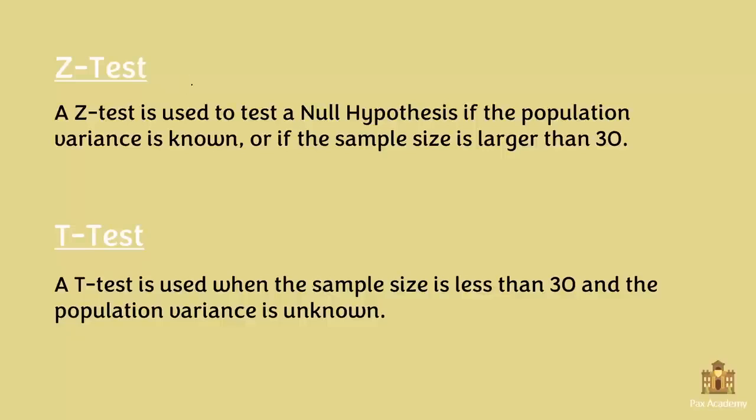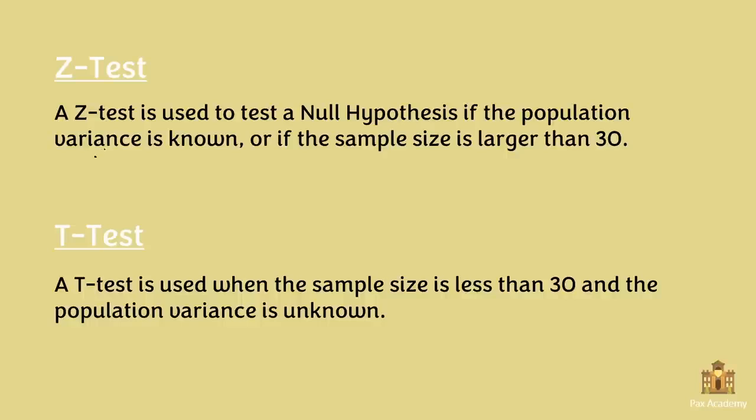Let's look at the z-test and the t-test in hypothesis testing. So the first thing to have clear in our minds is when to use which. The z-test is used to test a null hypothesis if the population variance is known or if the sample size is larger than 30. A t-test, on the other hand, is used when the sample size is less than 30 and the population variance is unknown.